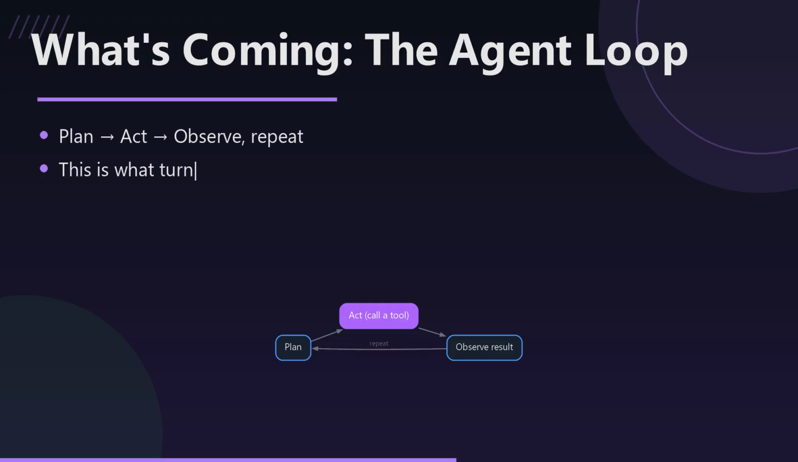Think of a detective on a case. Form a theory. Go check it. See what turns up. Adjust. Repeat. Behind that health endpoint, episode 3 adds exactly that loop for the agent. Plan a step, act by calling a tool, observe the result, decide what's next. Nothing about today's skeleton has to change to support it.